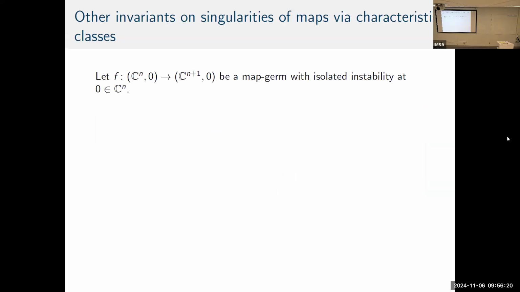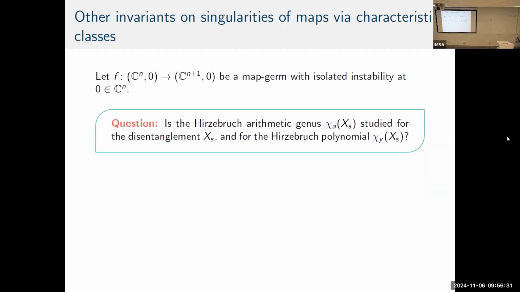So, preparing the talk, I realized if I want to say something about applications of these Thom polynomials, first I will ask this question. In the case of the disentanglement, is the Hirzebruch arithmetic genus or the Hirzebruch polynomial studied? That is why I was asking how your excess is defined, because it's not clear to me if the Hirzebruch polynomial is defined. It's not clear to me if you can speak of this.